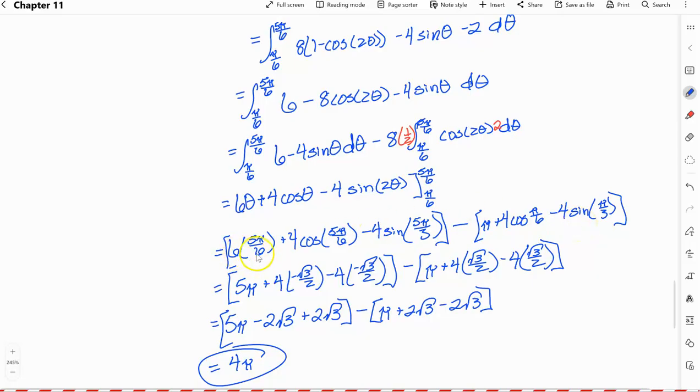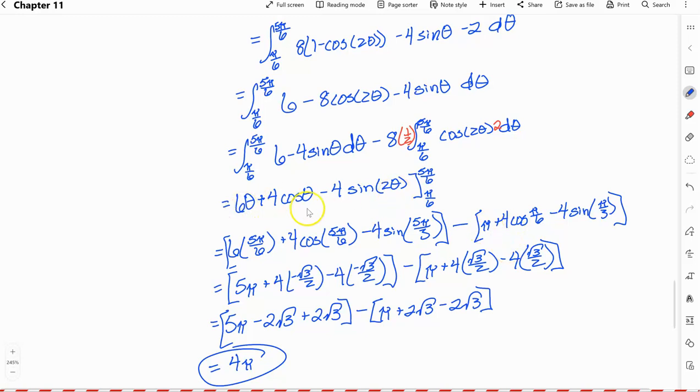So I have 6 times 5 pi over 6, which is 5 pi, plus 4 times cosine of 5 pi over 6, which is negative square root of 3 over 2, minus 4 times sine of 5 pi over 3, which is -4 times a negative square root of 3 over 2. And then we're going to subtract, and everything else is going to go in a bracket. We have to remember to distribute that negative.